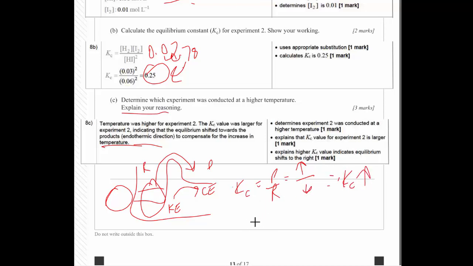You can also explain this with Le Chatelier's principle. I do prefer this one as a proper explanation, putting that in words. This one doesn't really explain anything, so that would be much better. Rather than just saying that, maybe make that worth more.